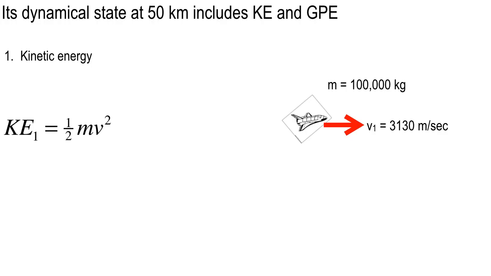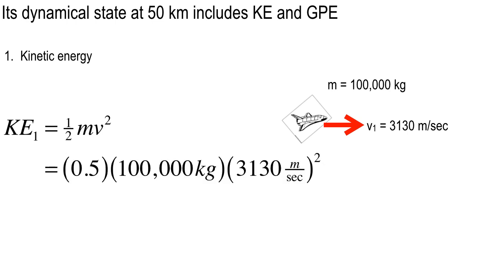All right, so let's calculate kinetic energy 1 at 50 kilometers altitude. 1/2 mv squared, as always. That's equal to 0.5 times 100,000 kilograms times 3130 meters per second quantity squared. All right, are you working? What's 3130 quantity squared? Go ahead and check that out on your calculator. It's going to be big. Anybody got a number?